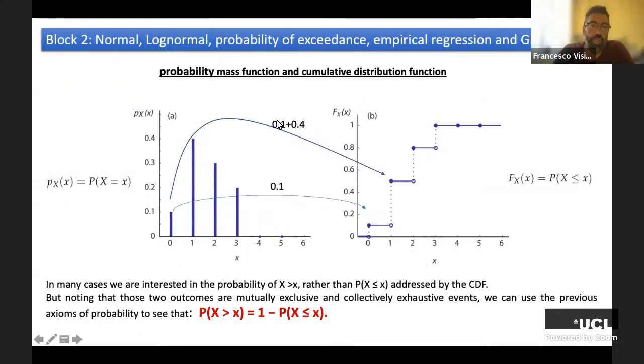On the left, we have the probability mass function that can represent, for example, the number of earthquakes expected in a region in 100 years. So we have a probability to have 0 events of 0.1, the probability to have 1 event is 0.4, 2 events 0.3, 3 events 0.2. So we can calculate the cumulative distribution function.